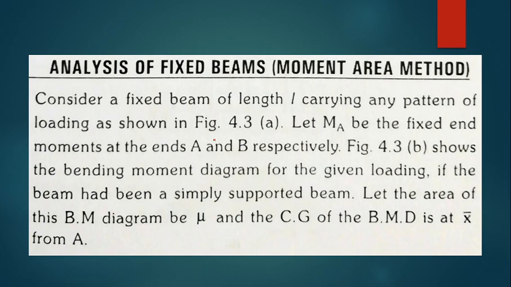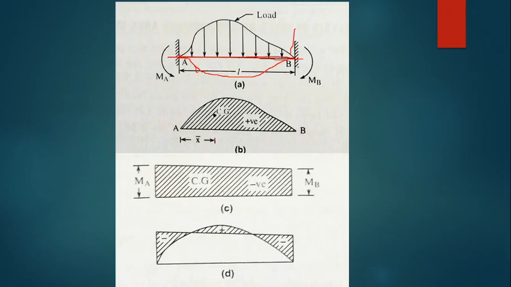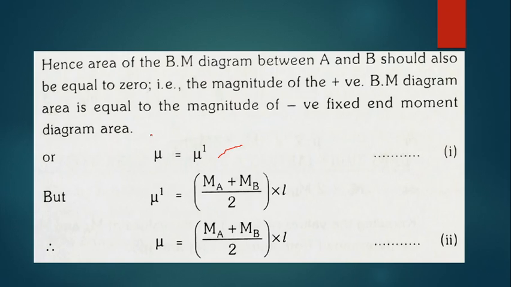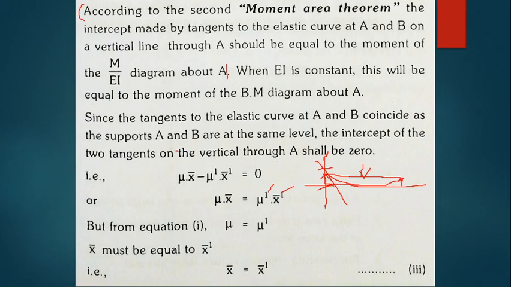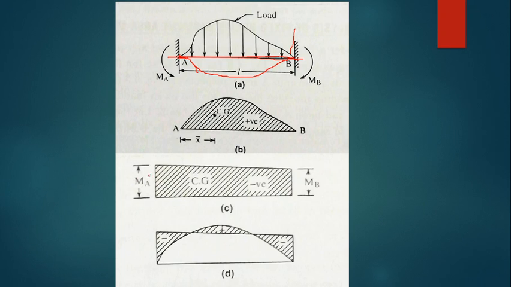And here I want to tell you in the moment area method how to calculate the center of gravity of this trapezoidal shape. Here the formula is directly given like this: x bar dash is equal to L by 3 into MA plus 2 MB by MA plus MB, or otherwise we can also split this diagram into two triangles like this. Two triangles with MA into L over here, similarly MB into L on the other side.